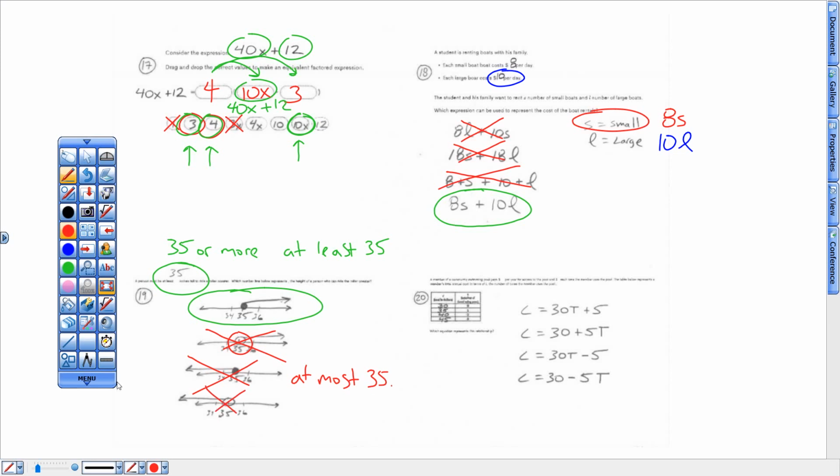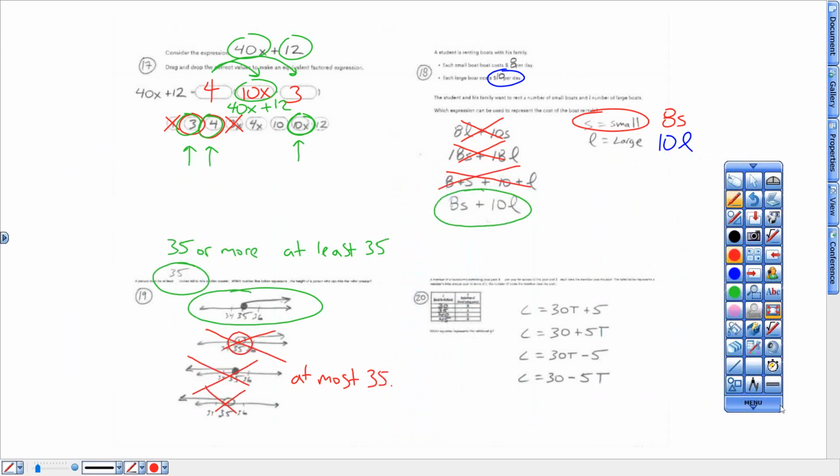All right, next problem. This is adding by 5, adding by 5. To make these numbers a little bit more clear so you could see the C column, the T column looks like starting at 30, going up by 5 each time. That going up by 5, that's the number that's going to go in front of your T. It's going to be 5T. This 30 right here is going to be your y-intercept.